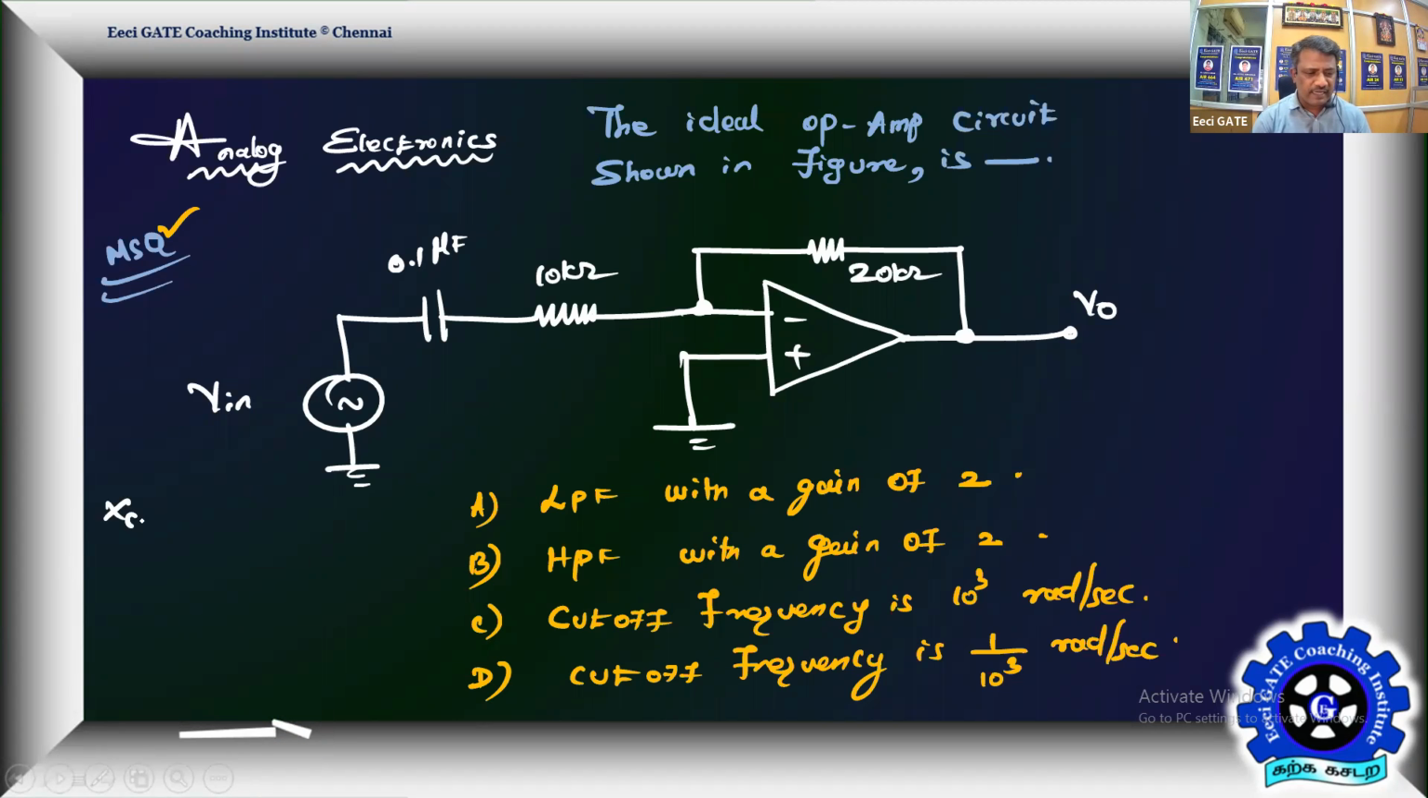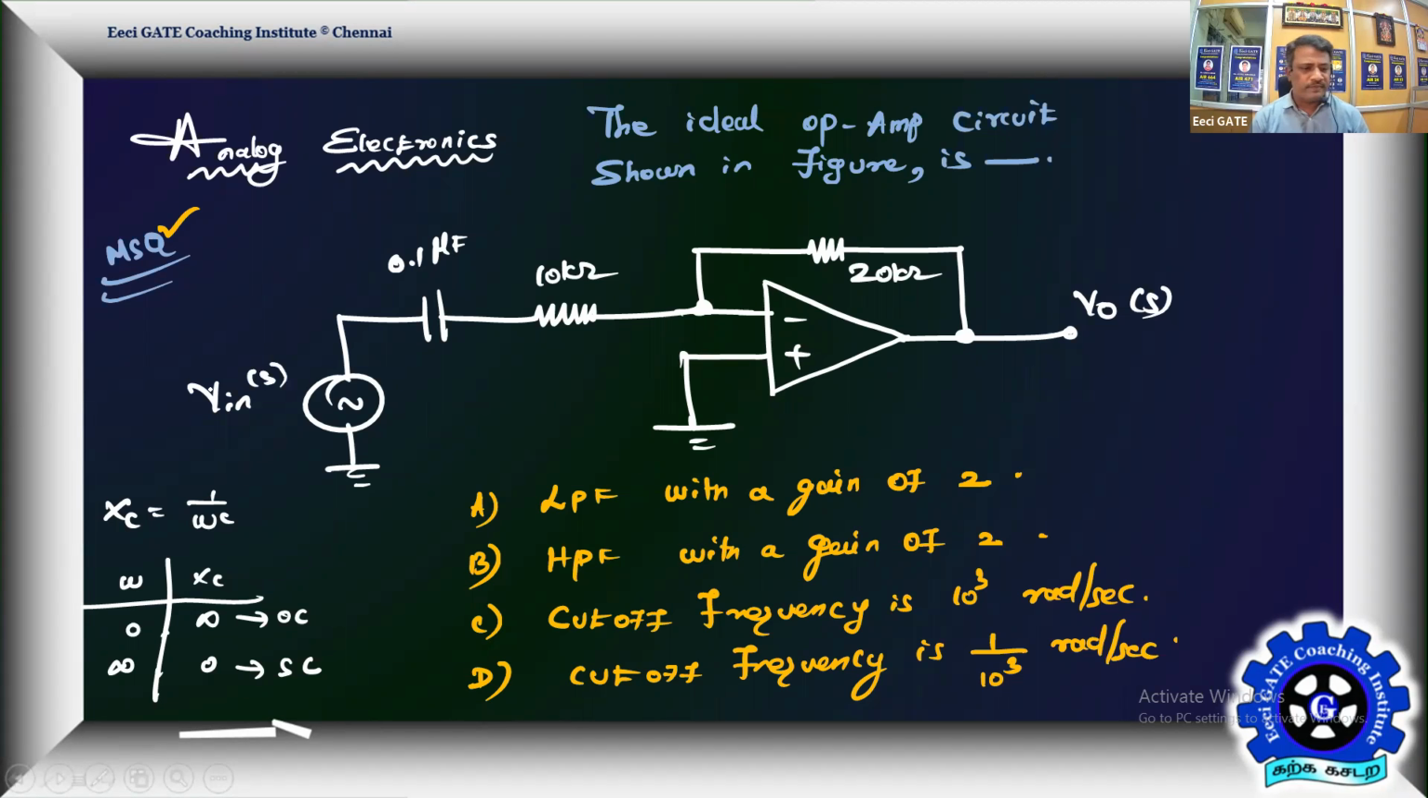The capacitor is going to offer the reactance XC equal to 1 by omega C. You can play with this, very simple. Omega 0, what is your XC? It is infinity. Omega infinity, what is XC? It is 0. That means it is acting as an open circuit, and here it is acting as a short circuit. Very simple logic. It is not the suggested logic, but still acceptable, because instead of going for V naught of S by V in of S, we are going with that soon. But this is the easy intuitive way. So the capacitor acts as an open circuit for DC.